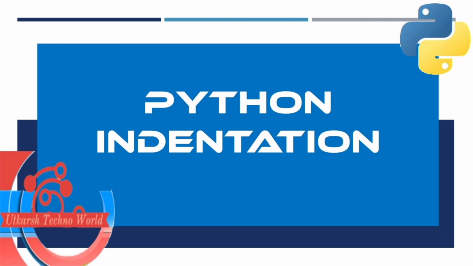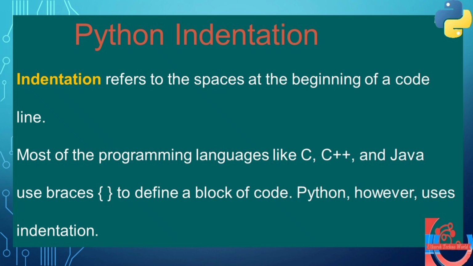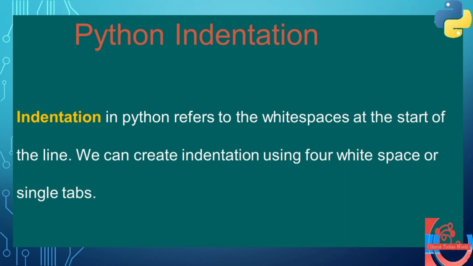Today we are going to learn about Python indentation. So, what is Python indentation? Indentation refers to the spaces at the beginning of a code line. Most of the programming languages like C, C++, and Java use braces to define a block of code. Python, however, uses indentation. Indentation in Python refers to the white spaces at the start of the line.